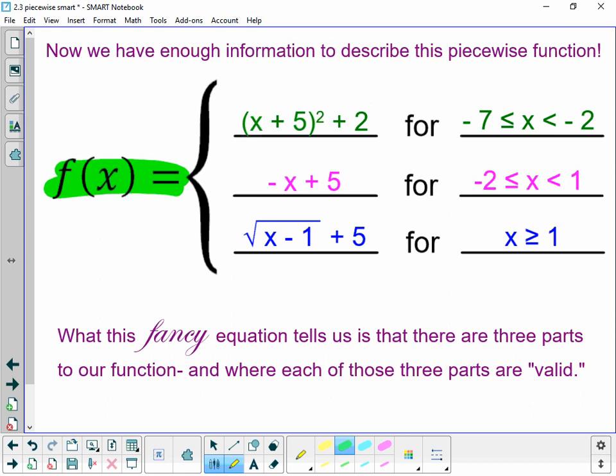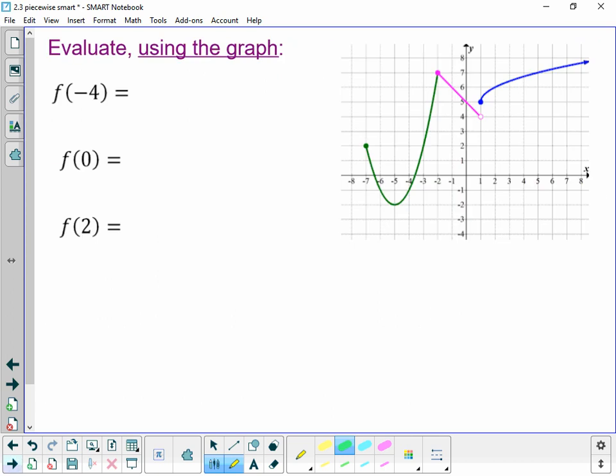The first part here is the parabola between -7 and -2. The second part is the line between -2 and 1, and the third part has the shape of a root, and that's for x's that are greater than 1. So depending on what your function looks like, this one had 3 parts. Some functions only have 2 parts. Some functions potentially could have more than 3 parts as well.